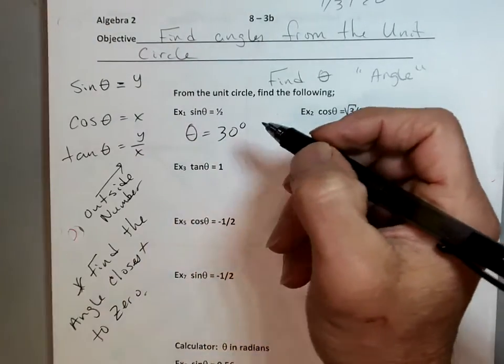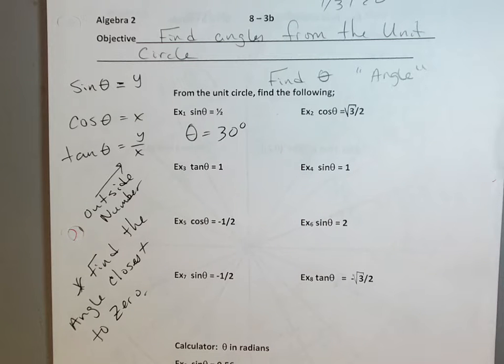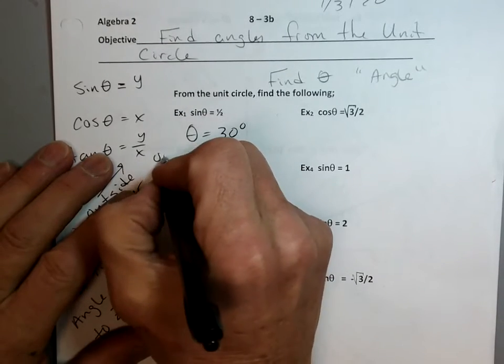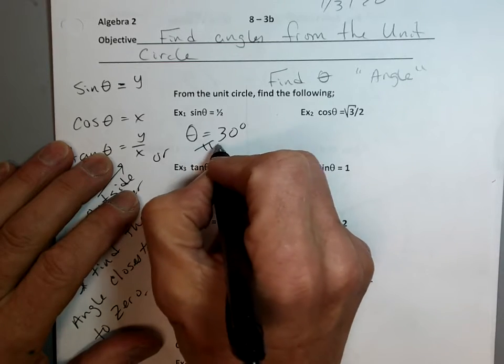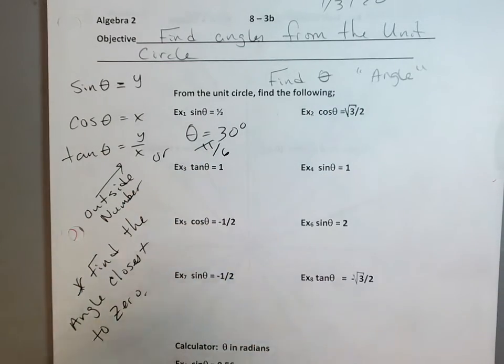Now if I need that in radians, well that's easy. I mean, what's the radian equivalent? Pi over 6, right? Okay. So it's pi over 6. Same angle, different name, right? Same angle, different name, okay?